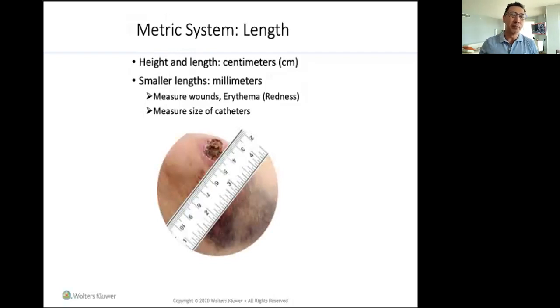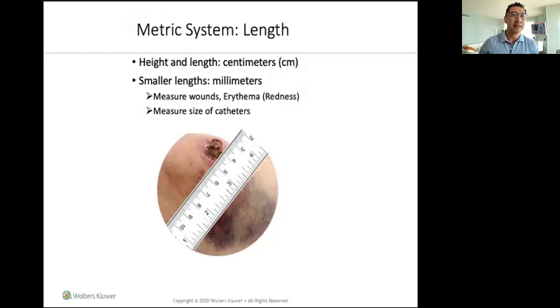So if the wound in the picture here is, let's say, 2 millimeters by 2 millimeters today, and next week I measure it again, and it's now 2.5 to 3 millimeters, this is an oh crap moment. Whatever we're doing is not working because it's getting worse.